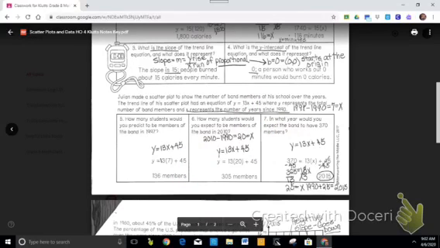Number 7. In what year would you expect the band to have 370 members? 370 is total members, so 370 is my y this time. So I would put in 370 for y. 370 would equal 13x plus 45.